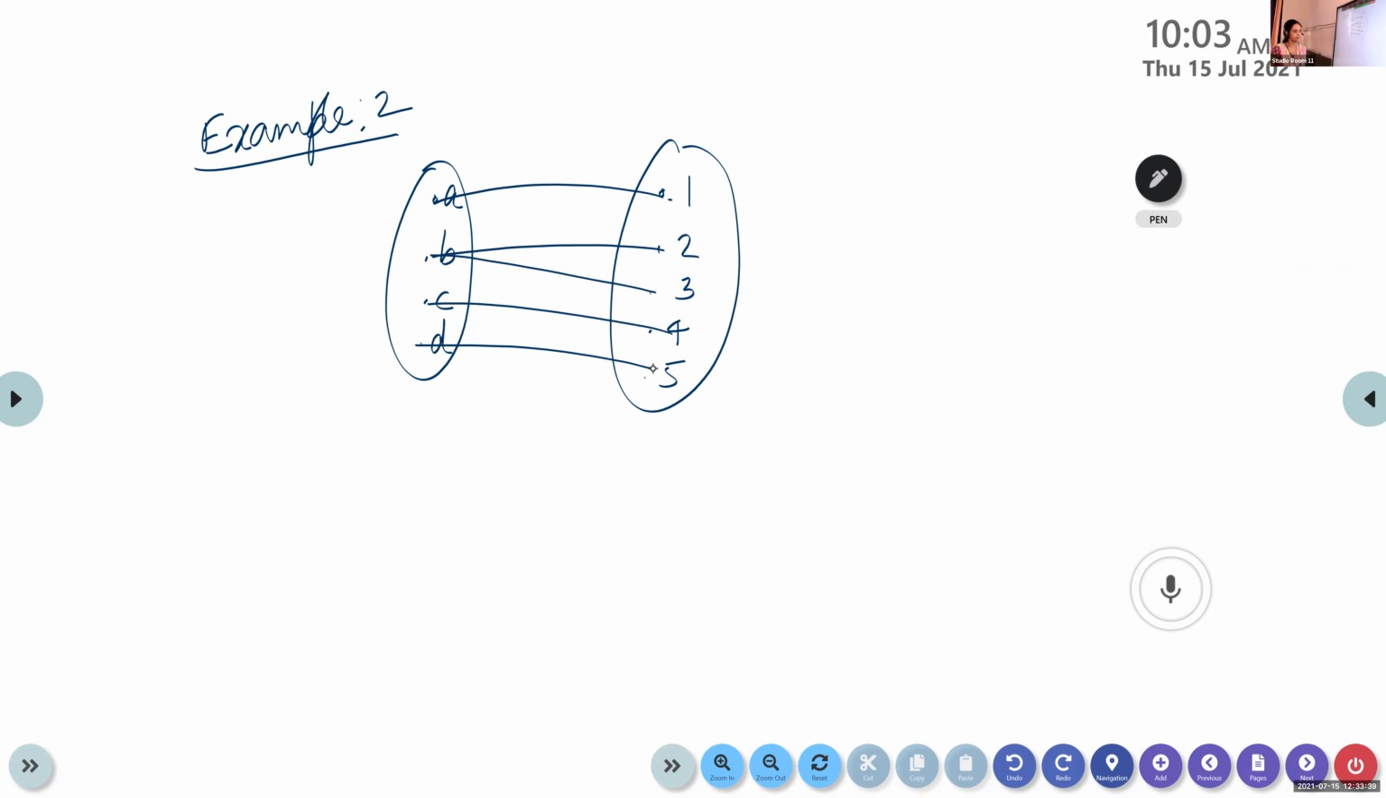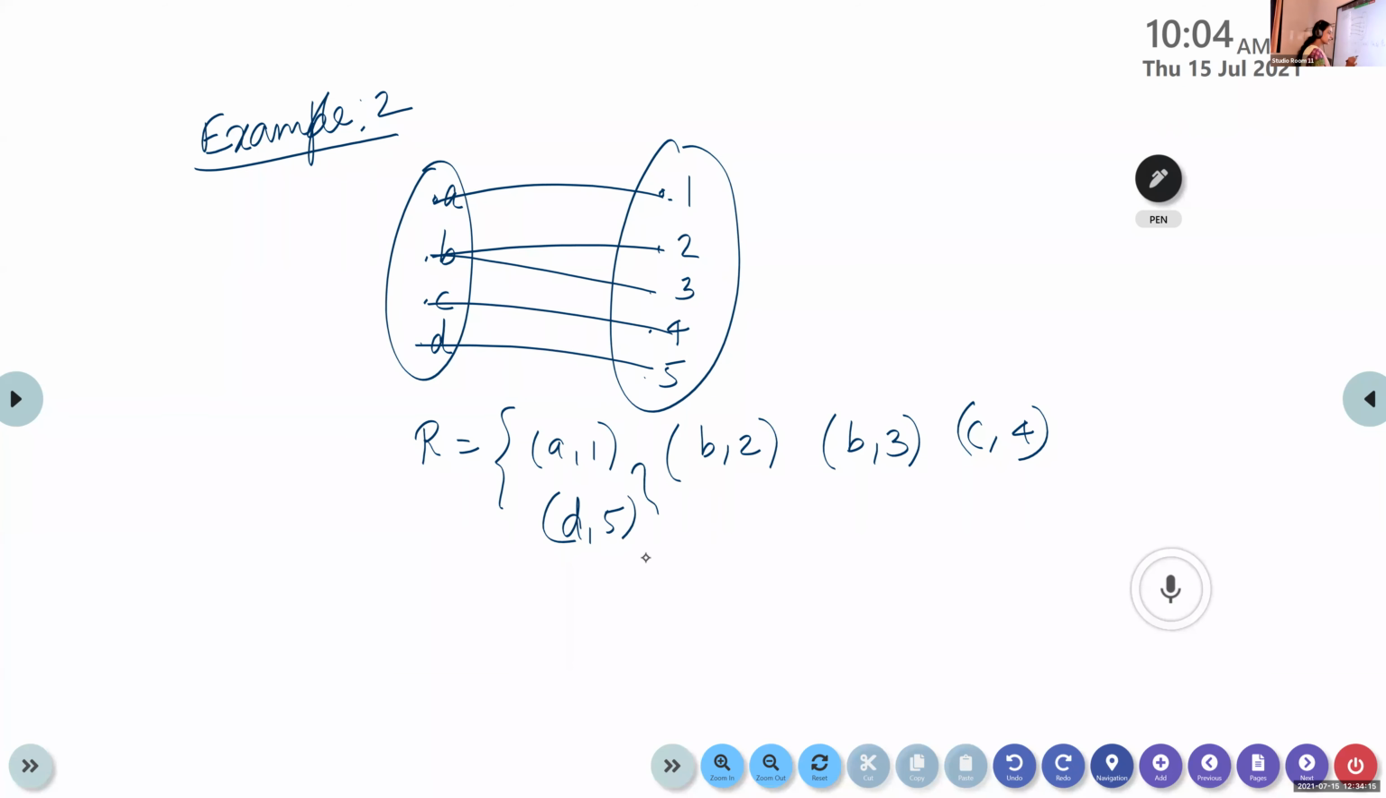Is this a relation? Abdul Aman? Yes, this is a relation. Why? We have a Cartesian product, and we have some ordered pairs. In the ordered pairs, R can be written as A1, B2, B3, C4, B5. So here R is a relation because it is a subset of a Cartesian product.